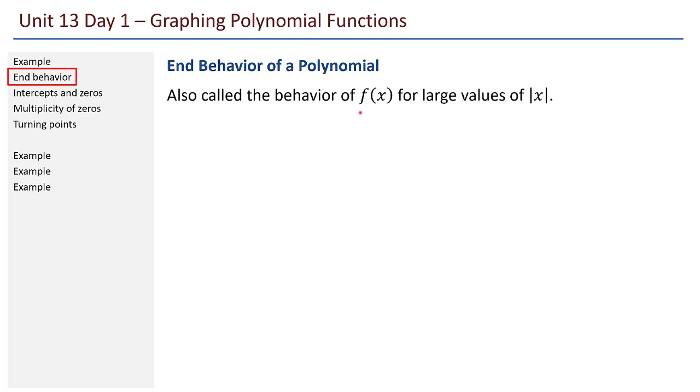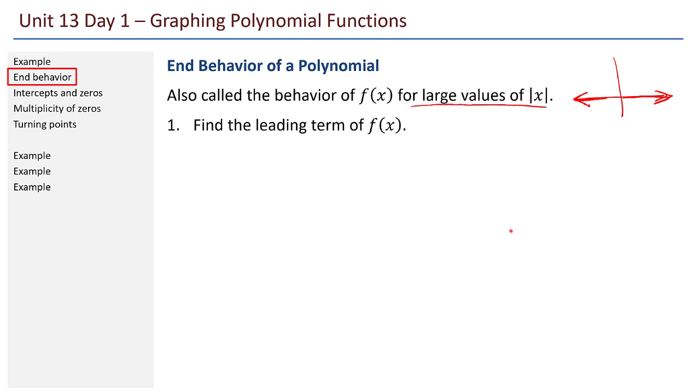Let's talk about the end behavior of a polynomial. This is also called the behavior of f of x for large values of the absolute value of x. If you imagine an x-axis, x can get really big to the right, or if x gets really negative to the left, in both cases, the absolute value of x is getting larger and larger and larger. Well, first of all, we have to find the leading term of the function.